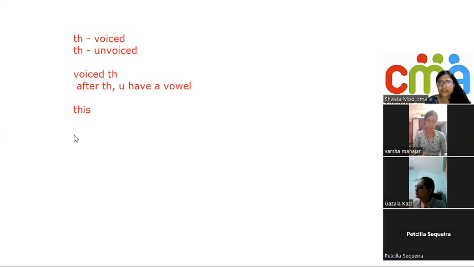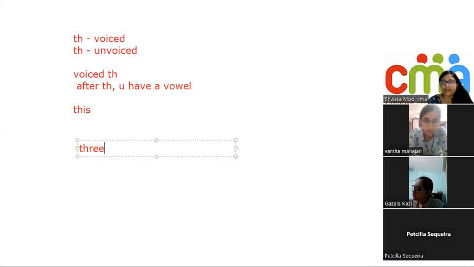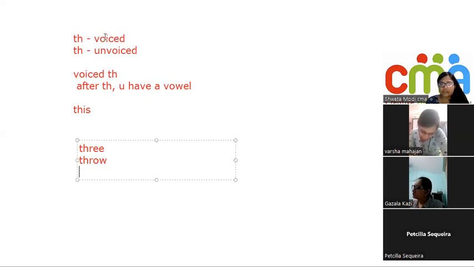But mostly, when you have a consonant, it is the unvoiced sound. Can you give any example of unvoiced sound? So you will see that there is a consonant, like in tree, like in throw, you have a consonant and not a vowel. Theory. Yes. So you don't have a short vowel there.